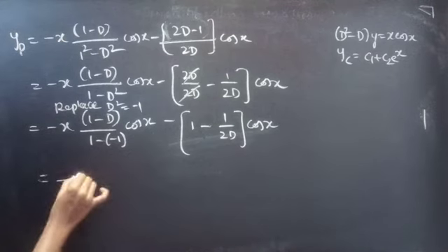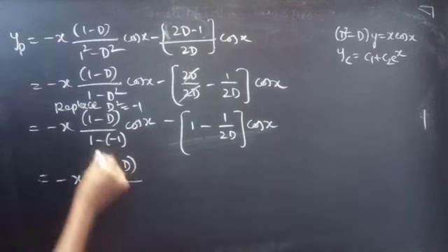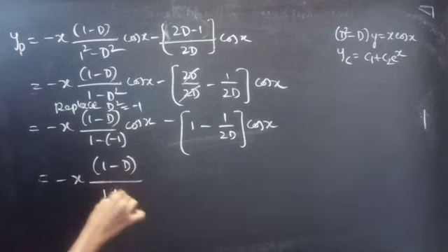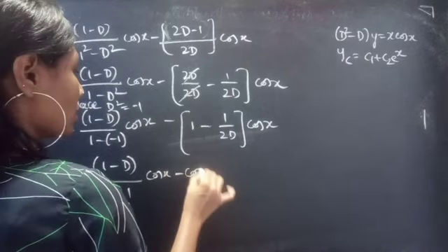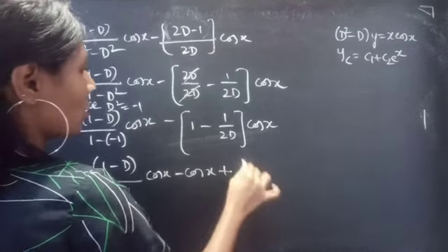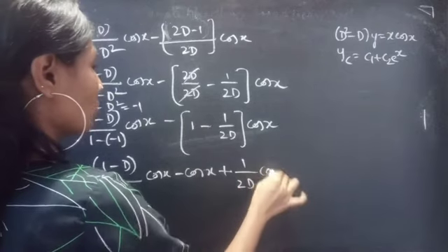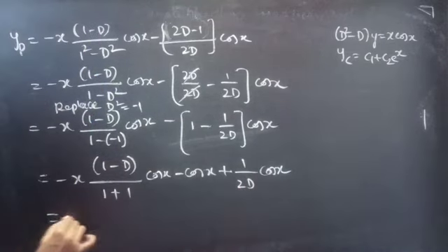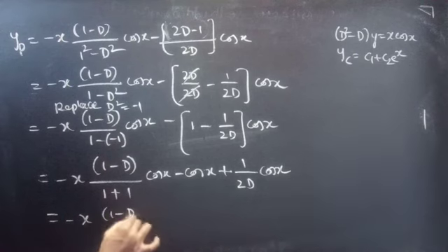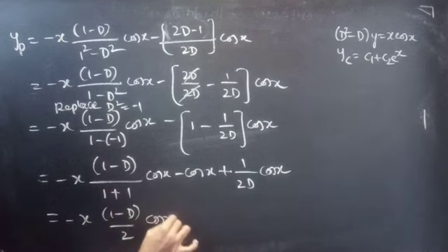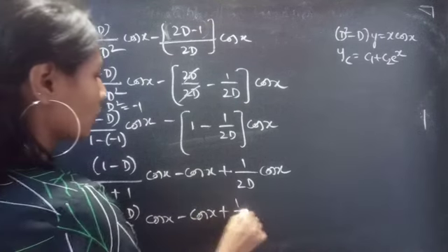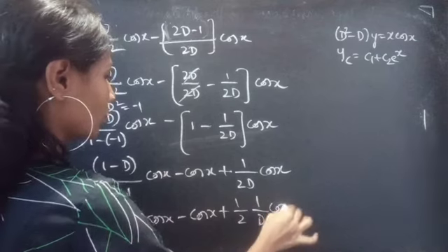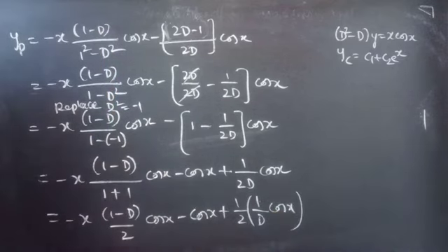This equals to minus x into 1 minus d by 1 minus into minus plus 1 into cos x minus 1 into cos x is cos x minus into minus plus 1 by 2d into cos x is equals to minus x into 1 minus d by 2 into cos x minus cos x plus, we can split 1 by 2d as 1 by 2 into 1 by d, right? Here 1 by d is an integral operator, so we need to find integral cos x here.